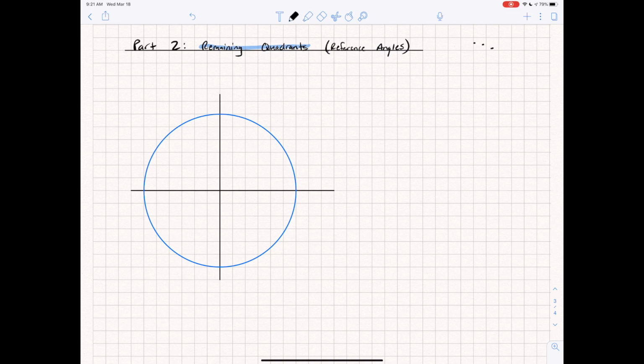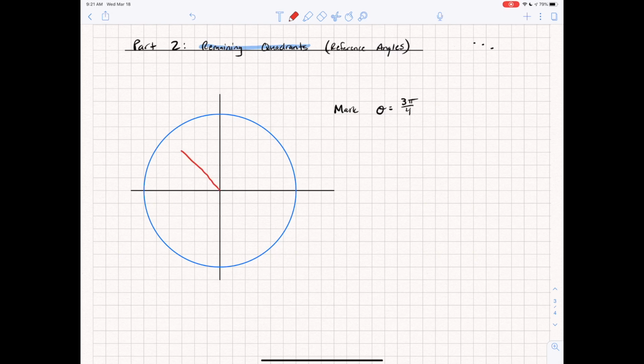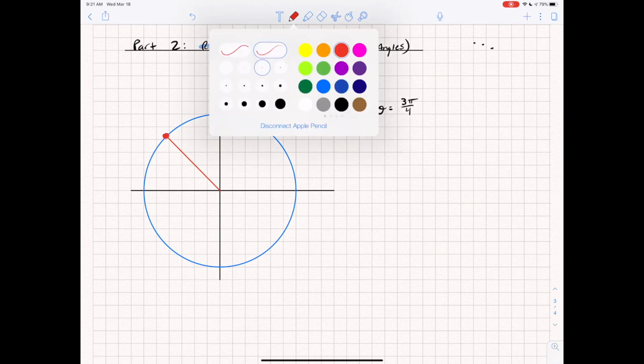If you were to look at this circle right here, and I told you to mark where theta was, let's say 3 pi over 4, well, you could look at the picture that we've done before. You could cut the circle up into slices. I'm going to go ahead and put this in. 3 pi over 4 is here. It's in the second quadrant, specifically right here.